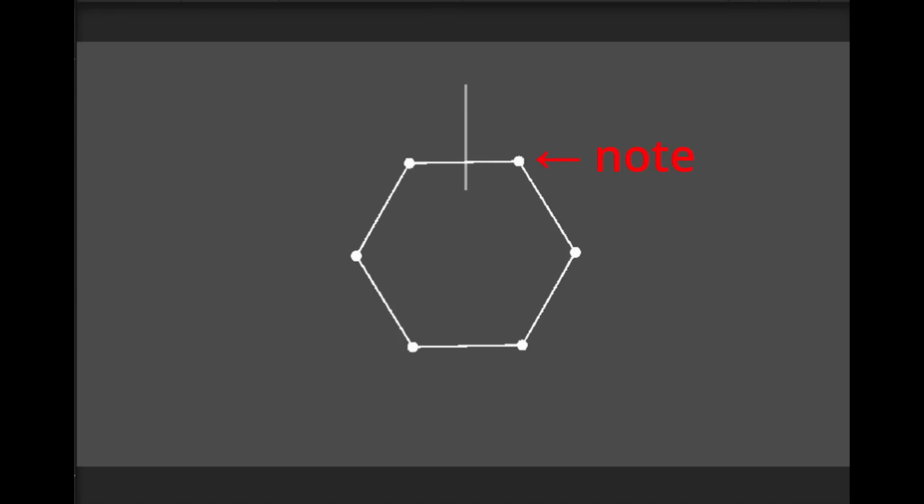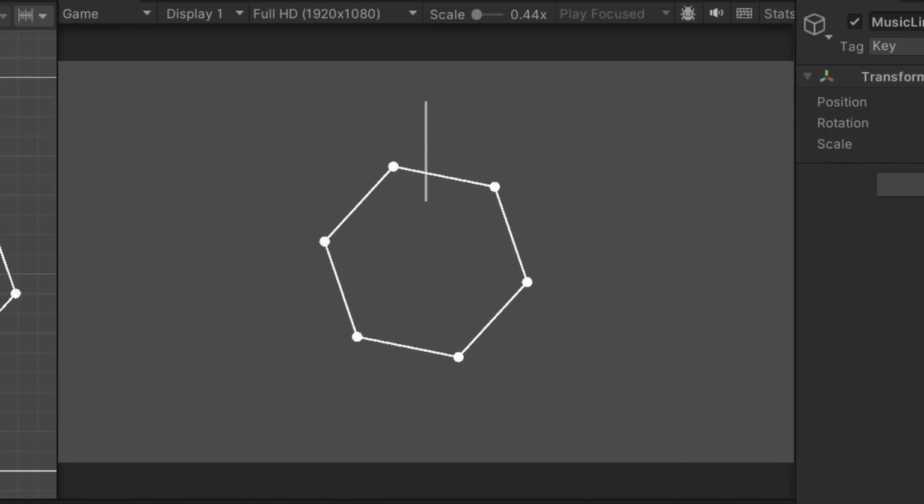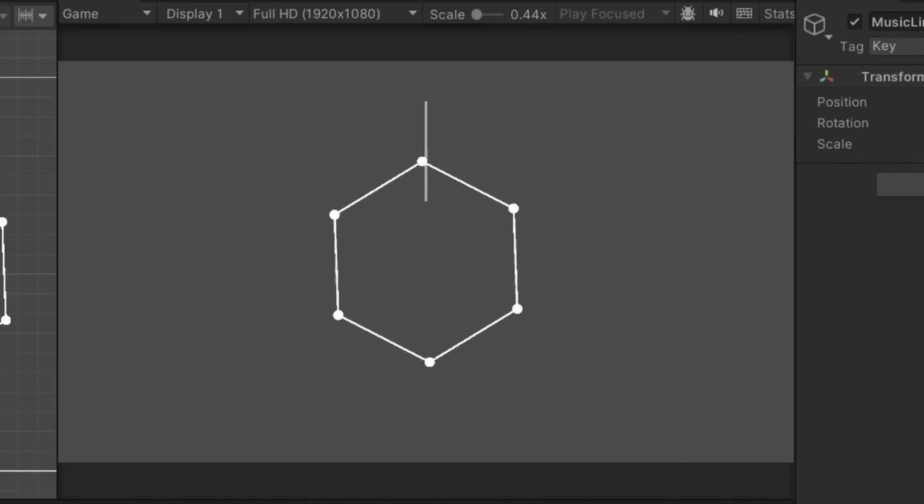The dots on the corners represent the notes, and when they pass this line, the note is played. Now we can stack polygons on top of one another, and each polygon will have a different note. And here's a different arrangement.